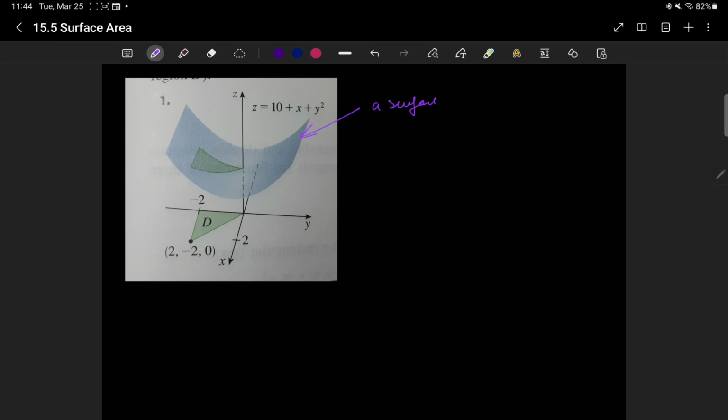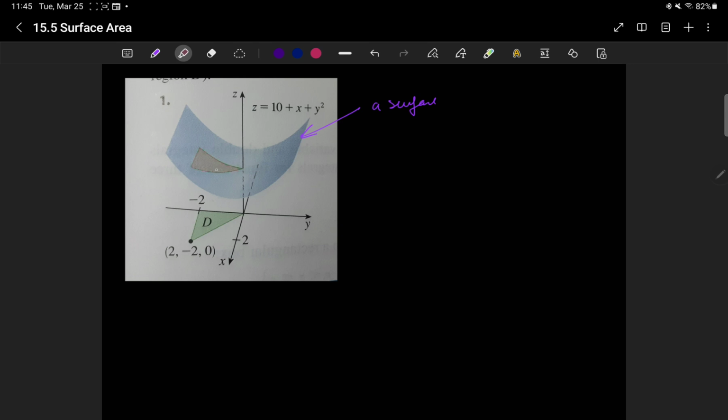We're not finding all the surface, like the entire surface area. Suppose we want to find the area of just this particular bit of this surface, right? So we're not finding the entire surface. It's just this part of the surface.